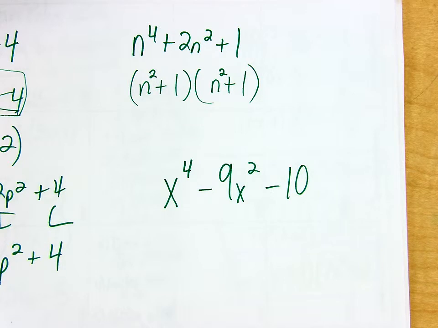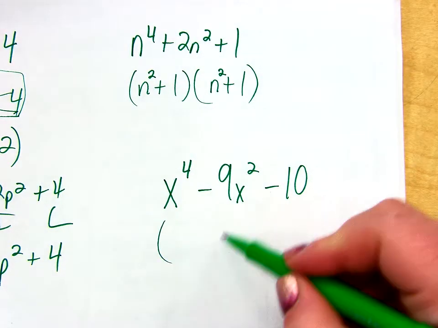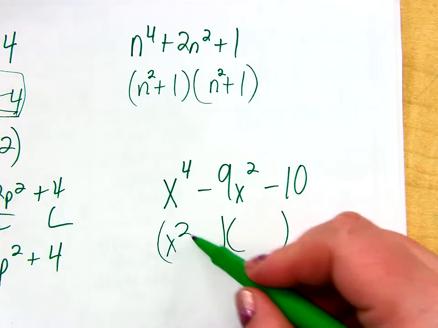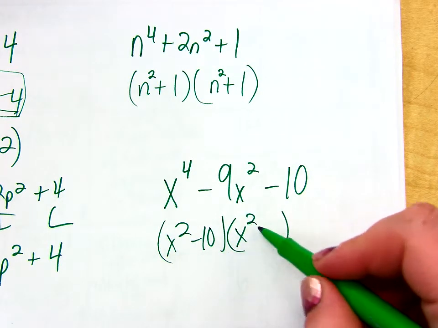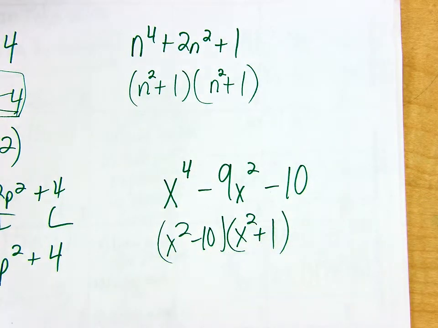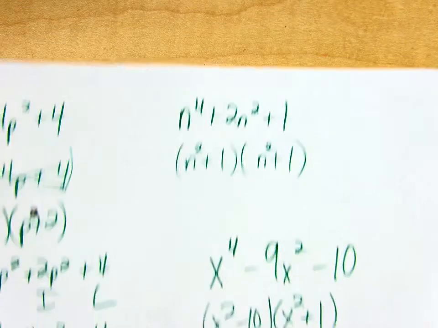Okay, Al, you have an answer? Go ahead. X squared minus 10, x squared plus 1. Wait, did we do 45 yet? Yeah. Is it just n squared plus 1? Yeah, both, two of them.